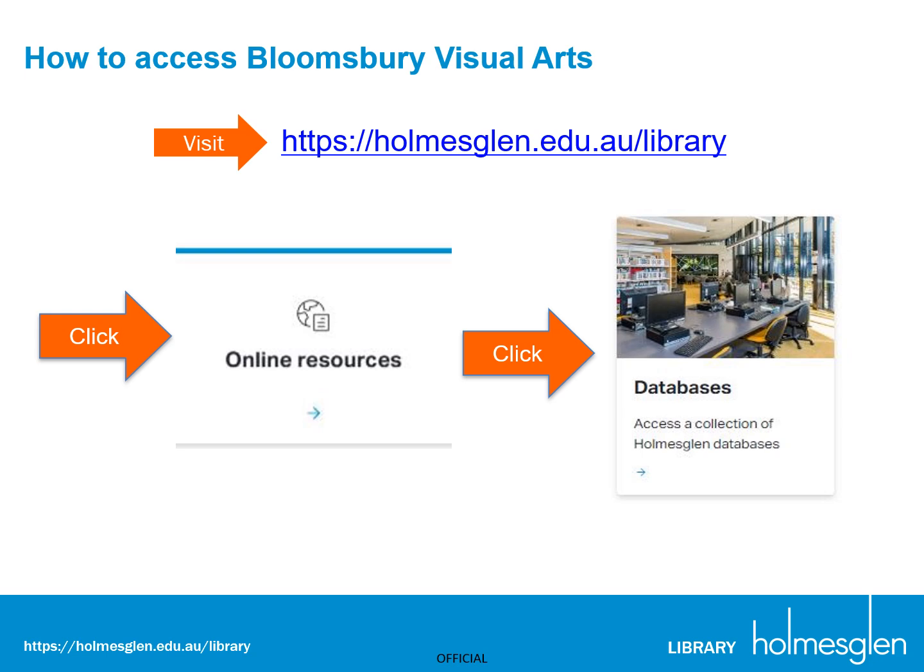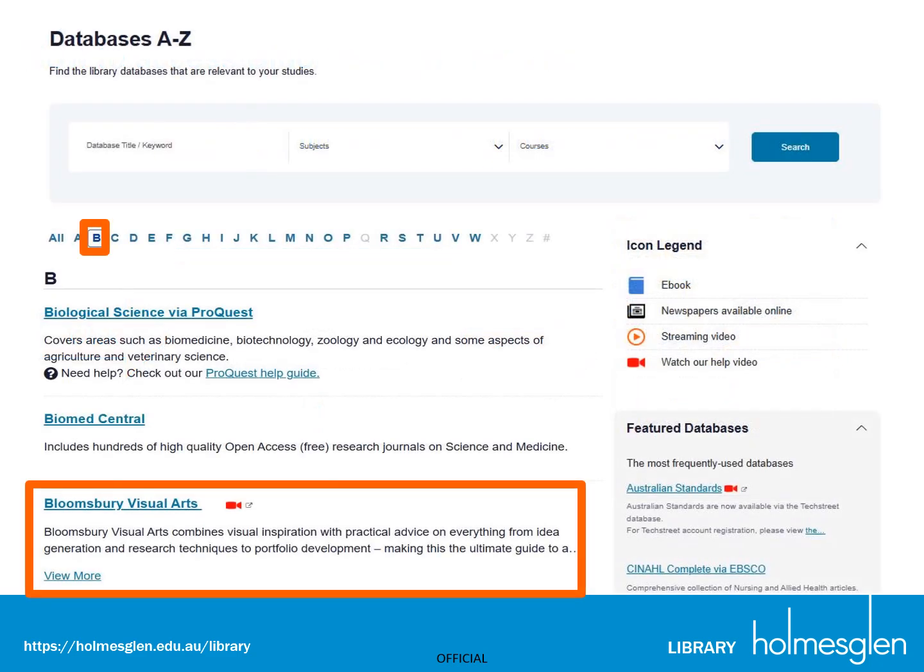To access Bloomsbury Visual Arts, visit the library website at holmesglen.edu.au/library. Scroll down and click on Online Resources and then click on the Databases box. To find Bloomsbury Visual Arts from the Databases page, use the letters above the list to select the letter B. Once you have selected the letter B, click on the title Bloomsbury Visual Arts.